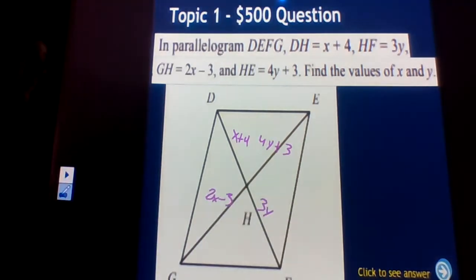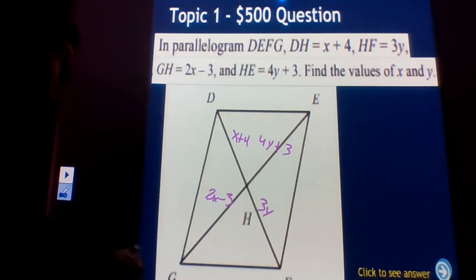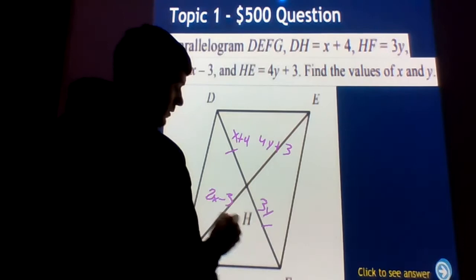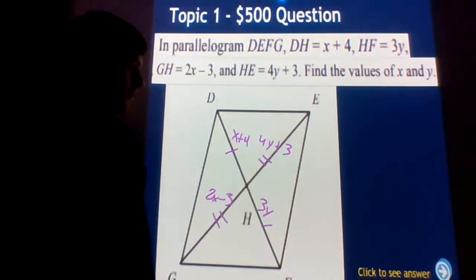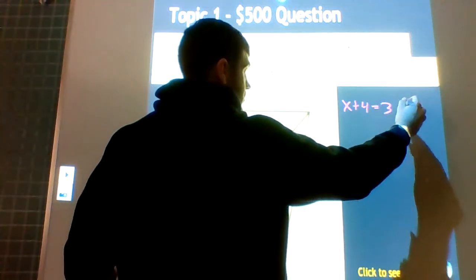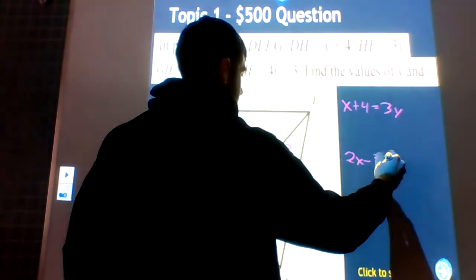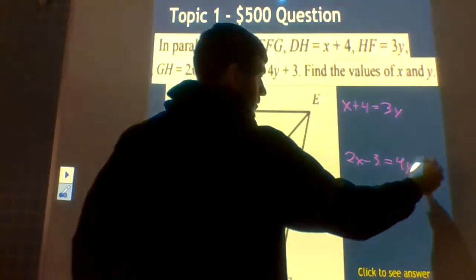So it's a parallelogram. We know that the diagonals of a parallelogram bisect each other. So if we look at our half sheet, we know that these are going to be congruent. So we have x plus 4 equals 3y, and we have 2x minus 3 equals 4y plus 3.